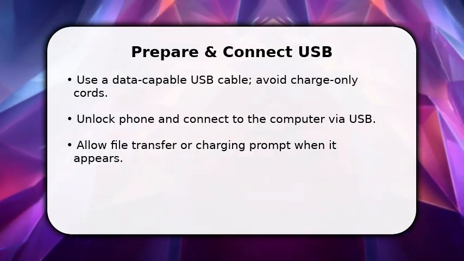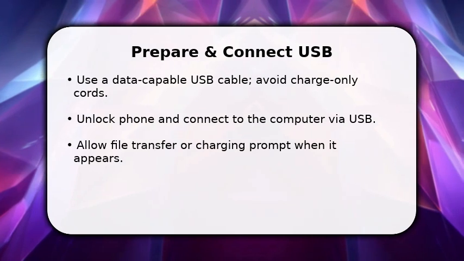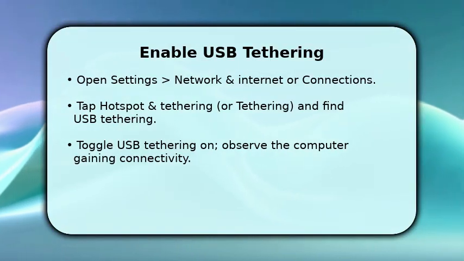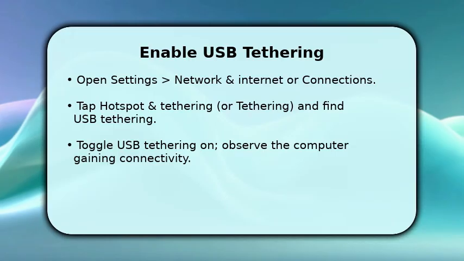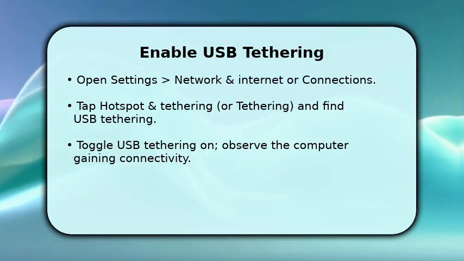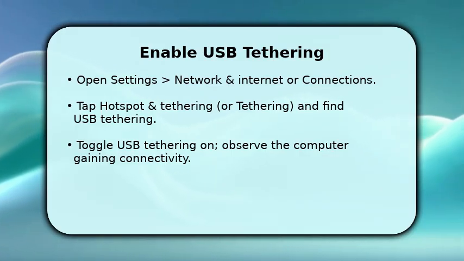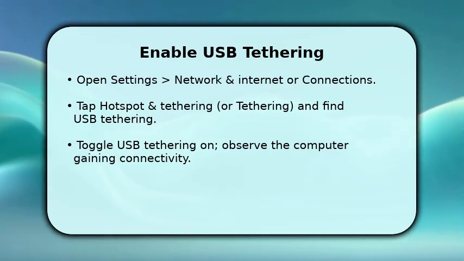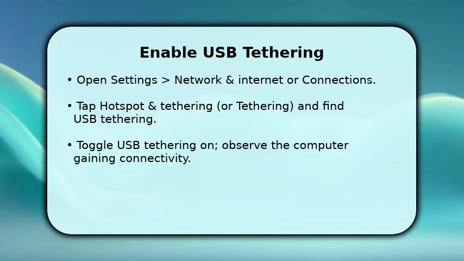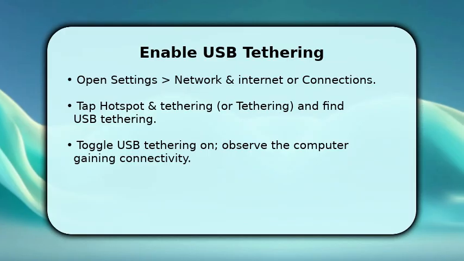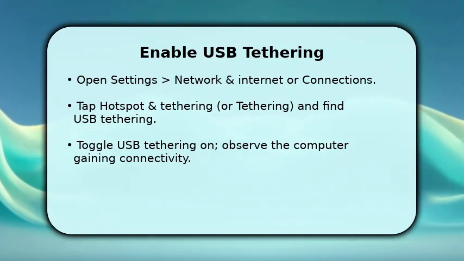You now go into Android's network controls. Open Settings, then Network and Internet or Connections, and tap Hotspot and Tethering. Find USB tethering and flip the toggle to on. You'll see why this works. The phone shares its mobile or Wi-Fi data connection over the active USB link, creating a network adapter on the computer. If the option is grayed out, make sure the cable is recognized and the phone is set to a transferable USB mode. You finish by verifying internet access on the computer.